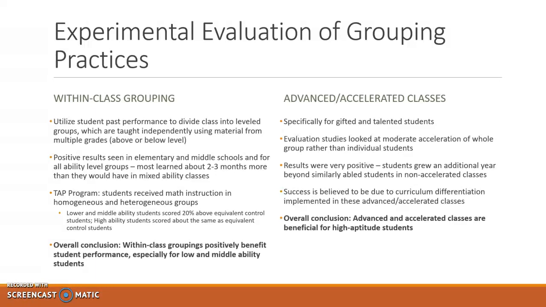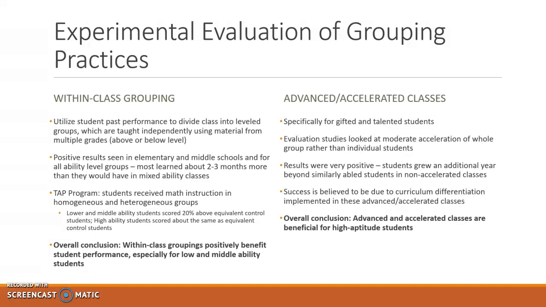This is where students received math instruction in homogeneous and heterogeneous groups, and the results were that lower and middle ability students scored 20% above equivalent control students, and high ability students scored about the same as equivalent control students. So what we can determine from within class grouping is that it positively benefited student performance, especially for those low and middle ability students.